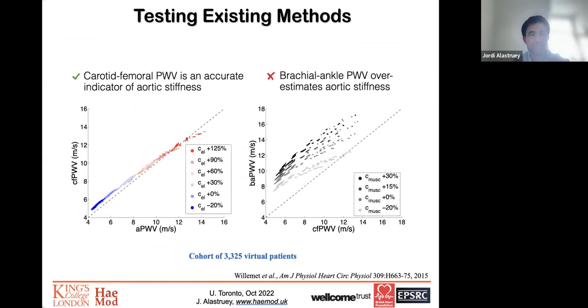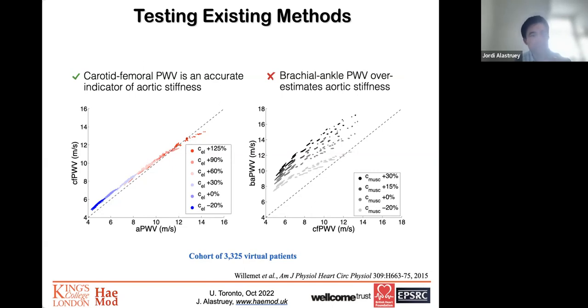Using a database of over 3,000 virtual subjects, we could test existing foot-to-foot methods and show that only the carotid femoral pulse wave velocity is really an accurate indicator of aortic stiffness, which is in agreement with clinical studies. Because we had simulated data, we could also provide a mechanistic explanation of why this is the case. Results on the left show that carotid femoral pulse wave velocity correlates well with aortic pulse wave velocity across a wide range of values of the aortic stiffness value for each subject, which we really know precisely for each subject.